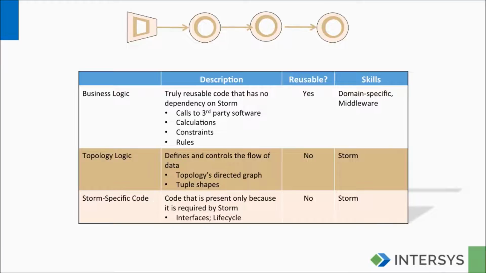Another interesting observation is the code in the bottom 2 layers can be completely generated from the minimal information you include in a whiteboard representation of the topology, something like what we were looking at a few slides ago. In fact, we have such a tool in-house. This leaves the bulk of the development to be performed by someone who doesn't really have to understand Storm.